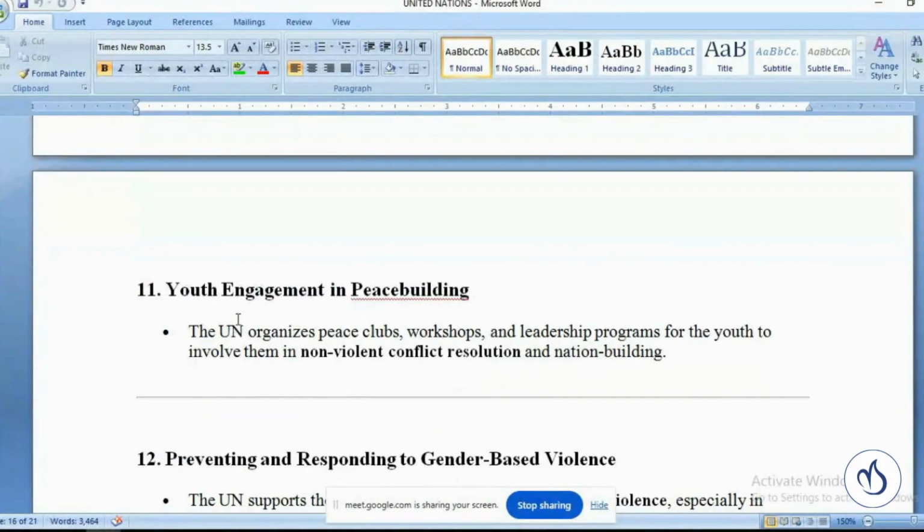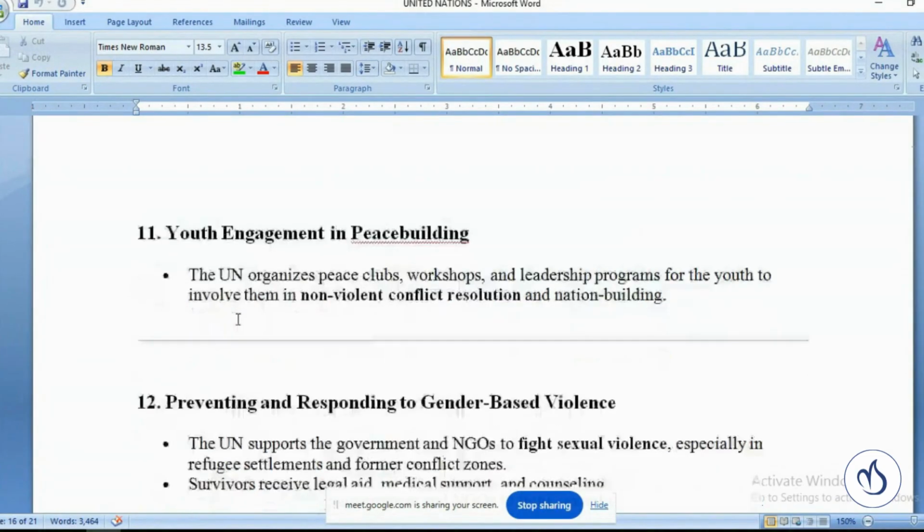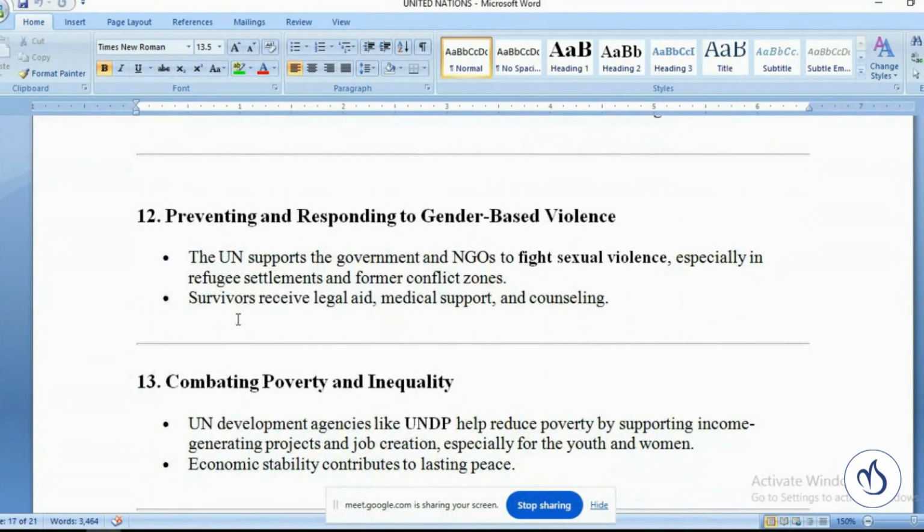Another one, we have youth engagement in peace building. The UN organizes peace clubs, workshops, and leadership programs for the youth to involve them in non-conflict resolution. I don't know why the UN fears the youth, but we talked about empowering them. All this is aimed at maintaining the peace. So it normally tells the youth in workshops and other clubs not to be violent, aiming at promoting peace.